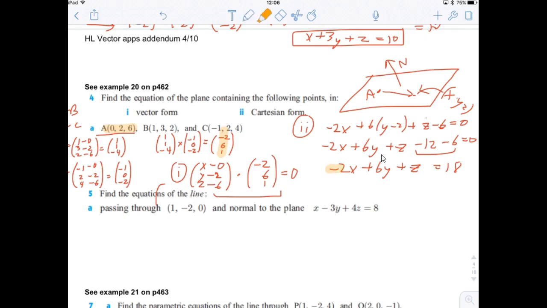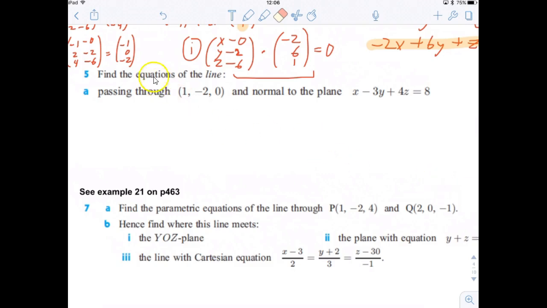And so what's kind of cool here, you'll see, is the coefficients of the left side, negative 2, 6, 1, are the same as the normal vector. Okay? And so that's it for number 4A. Okay, now they want the equation of a line which goes through this point and is normal to this plane.